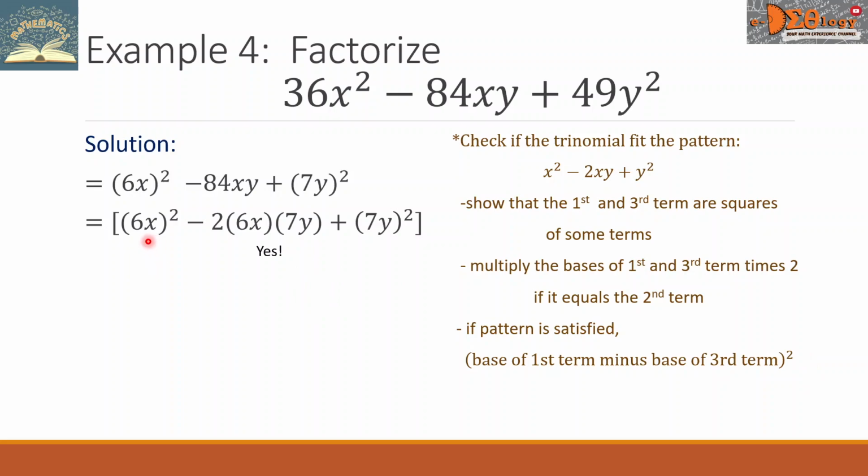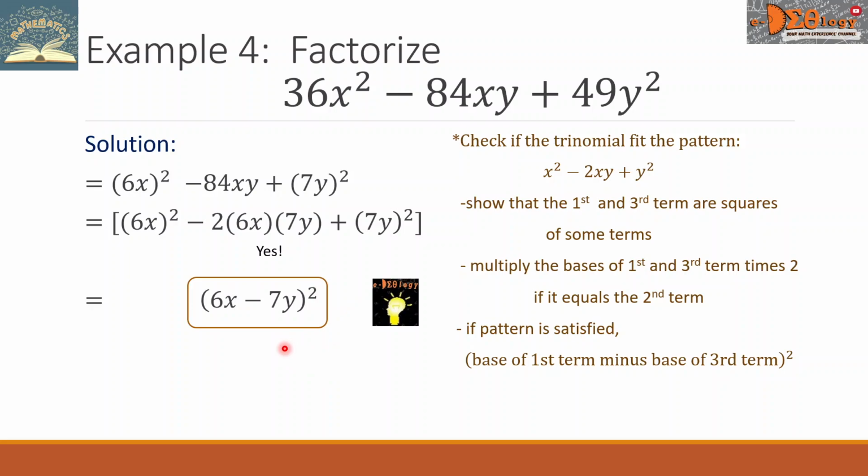So 6x, this is the base of the first term. Then minus, the base of the third term is 7y. And then we square. This is now the final answer.